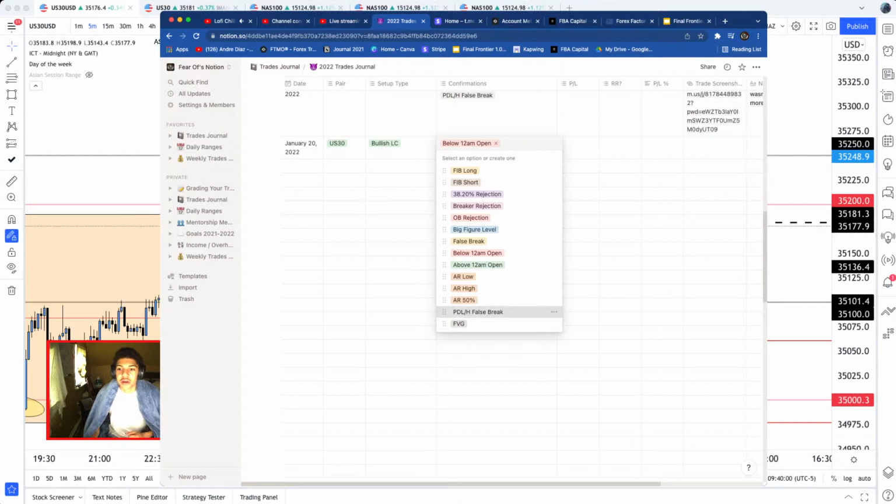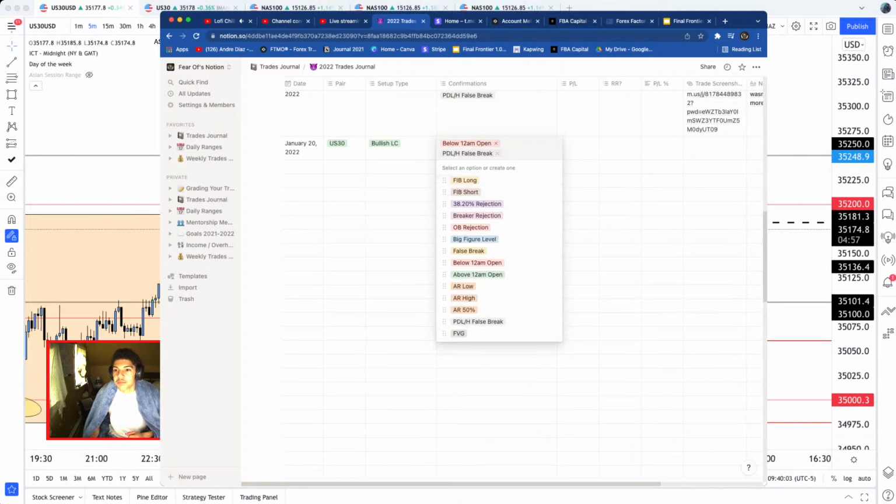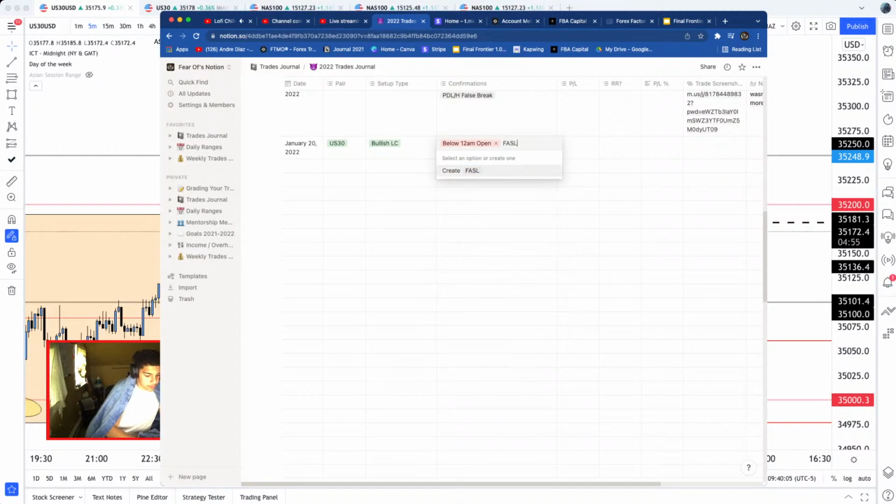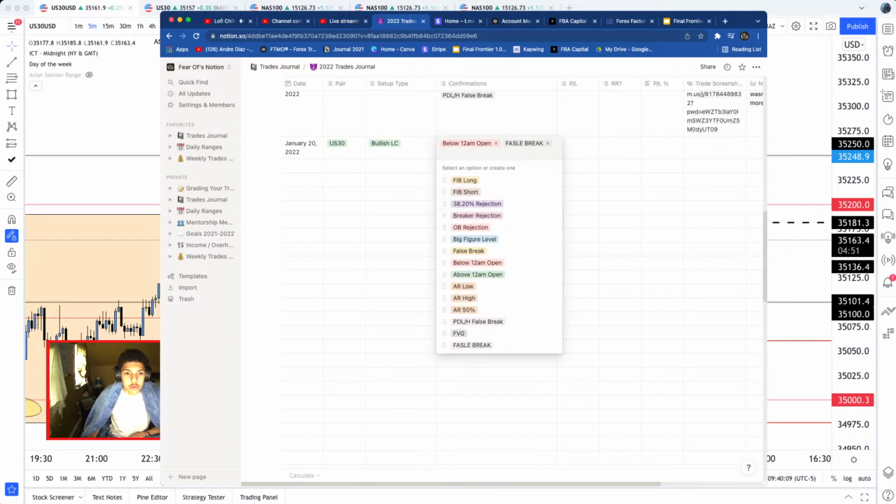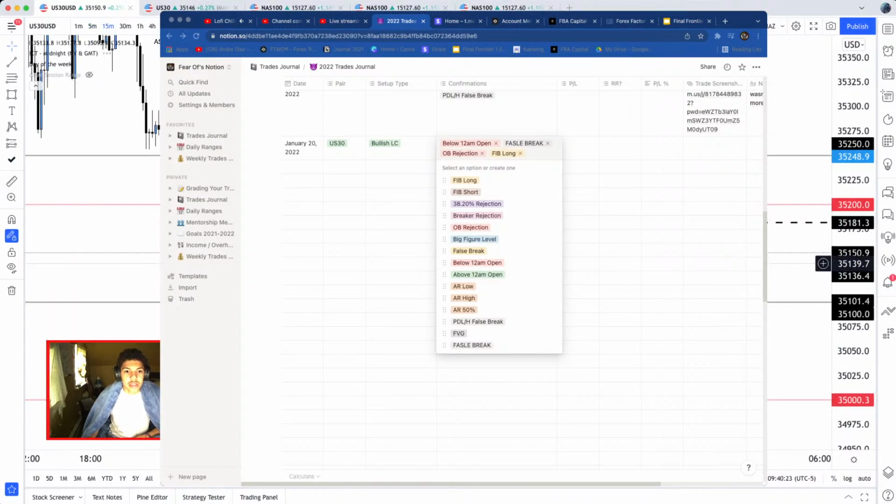We had this false break. Let me change the indicator. We had this false break. That was right here. Cleared these lows. We had the fib long. Order block rejection. Fib long. And then we also tapped into this order block right down here. Tapped into this 15-minute order block that we have right here. And that's where price ended up pushing from.